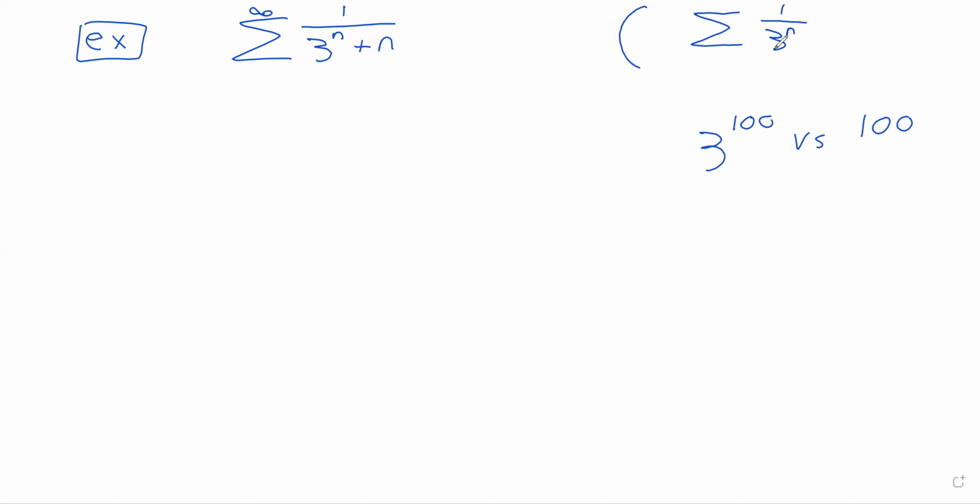and this doesn't look quite like anything until you realize that you can rewrite it as 1/3 to the power of n. And 1/3 to the power of n is a geometric series where r is less than 1, it's 1/3. So 1/3 to the n converges.